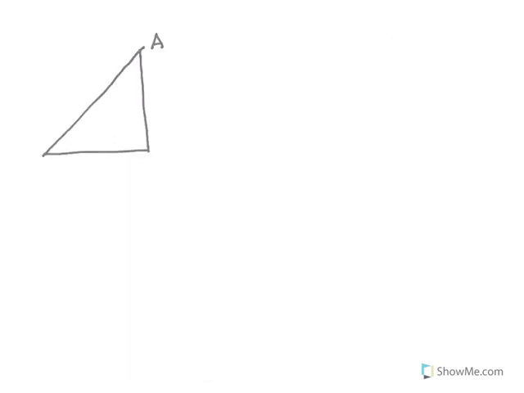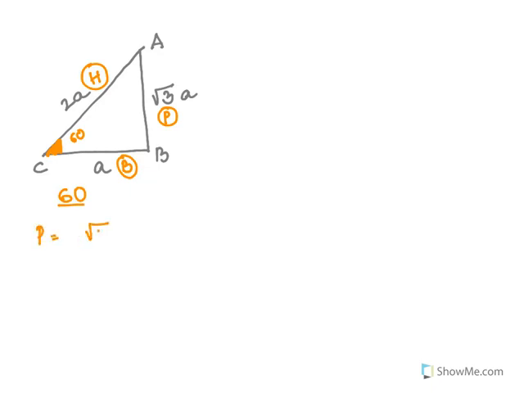Now for 60, if you want, name the same ABC, the triangle remains the same. This is 2a, the height will be always root 3a, and this is a. Now we'll take this angle as 60. If this is 60, here becomes your perpendicular, this becomes your base, and this becomes your hypotenuse. So for 60, perpendicular is root 3a, base a, and hypotenuse 2a.